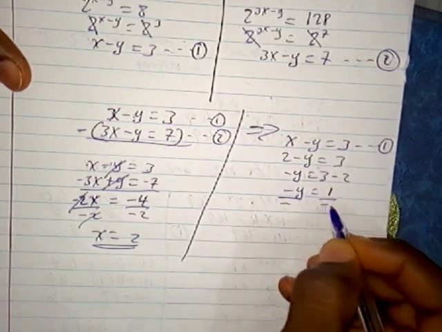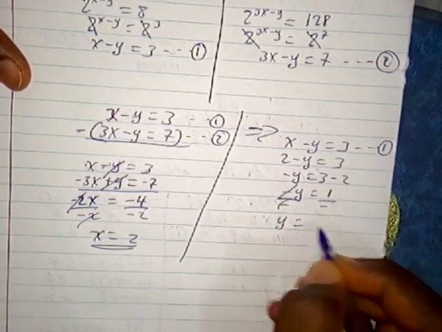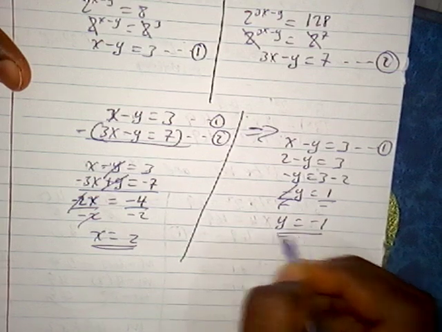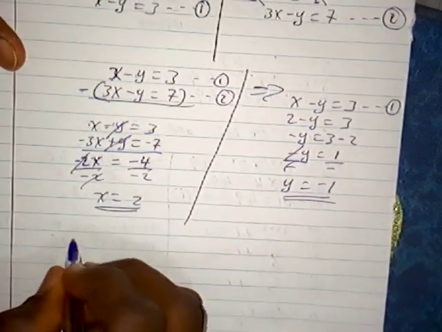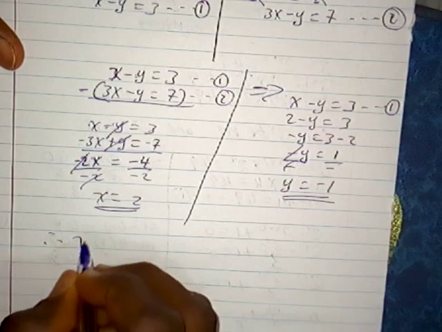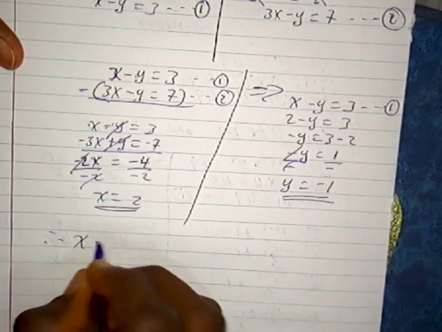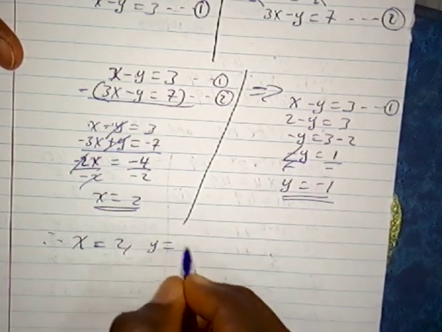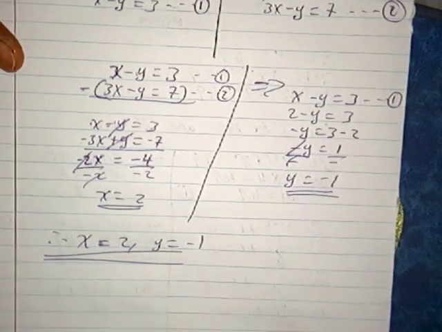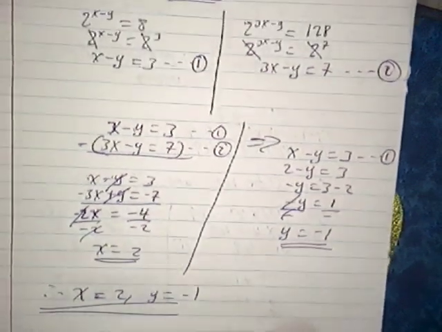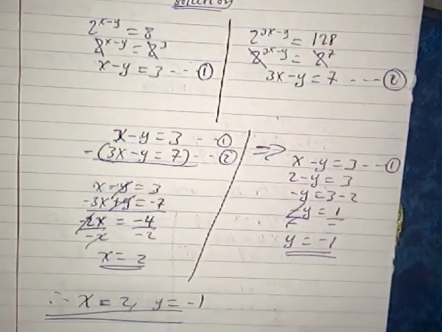Divide here by minus, divide here by minus. So y is equal to what? Minus 1. This is your answer. So say therefore, the value of x is equal to 2, y is equal to minus 1. This is your answer. Is it okay?